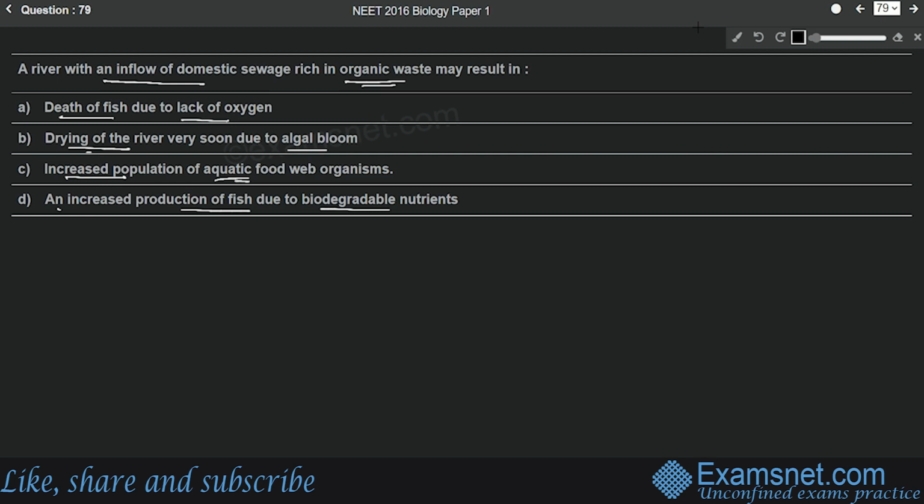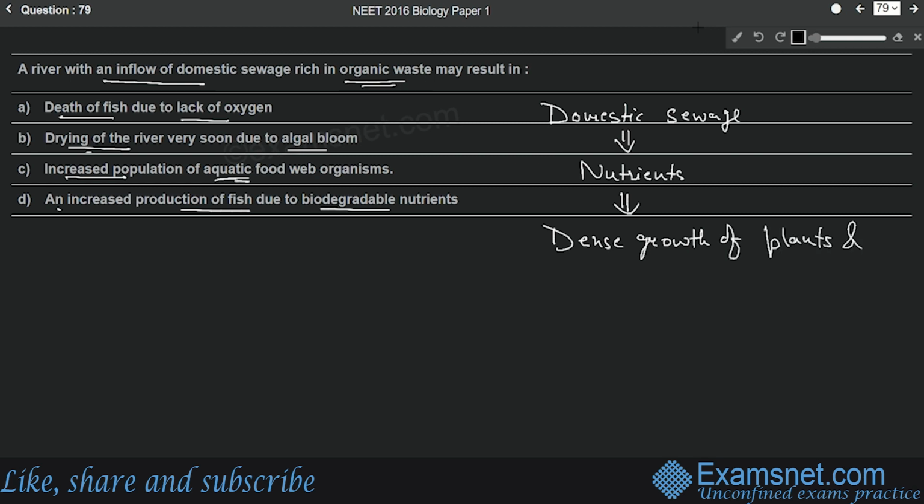So let's see what happens when there is an inflow of domestic sewage. Then it will lead to an increase in nutrients in the water body or the river specifically. Okay, because the domestic sewage contains nutrients in it. Now when these nutrients are added to the river, it will lead to dense growth of plants and planktonic algae.